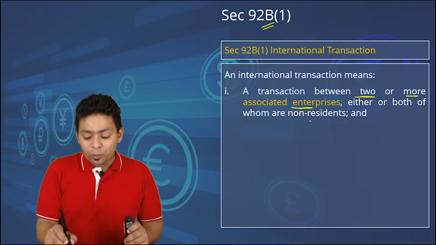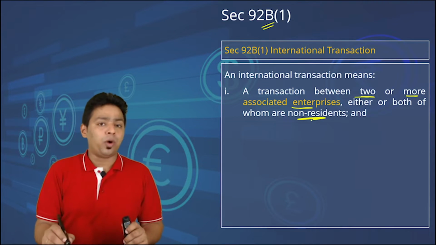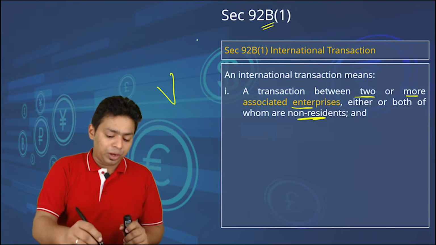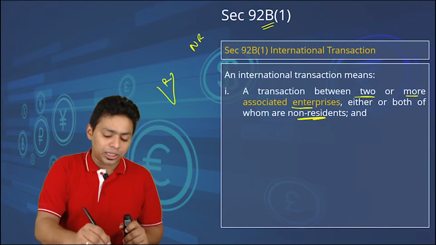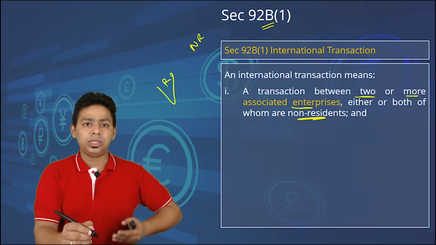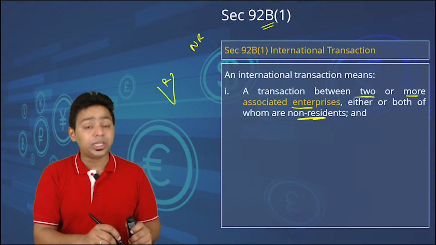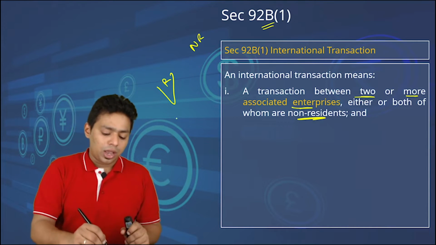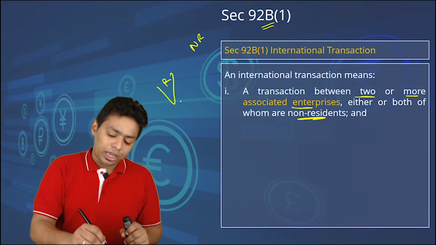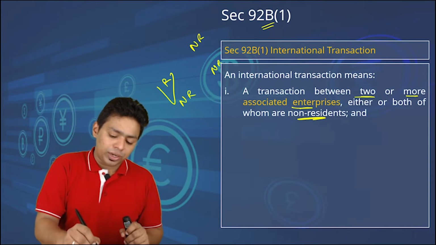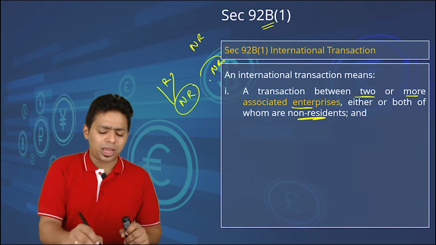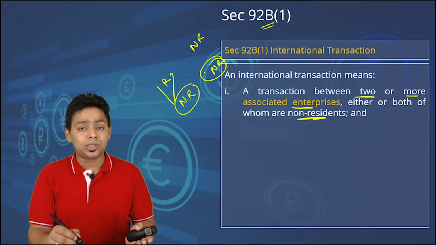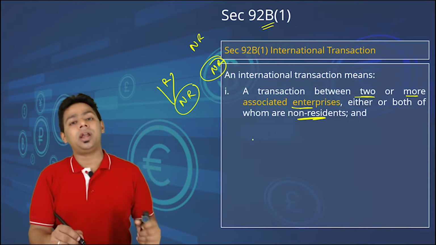And either one or both of them are non-resident. Most important thing: if one person is NR and another person is R, then it is an international transaction. R and NR. If both are NR, that is also an international transaction. Sir, if both are NR, then how come it is an international transaction? Obviously, beta, this can become an international transaction.